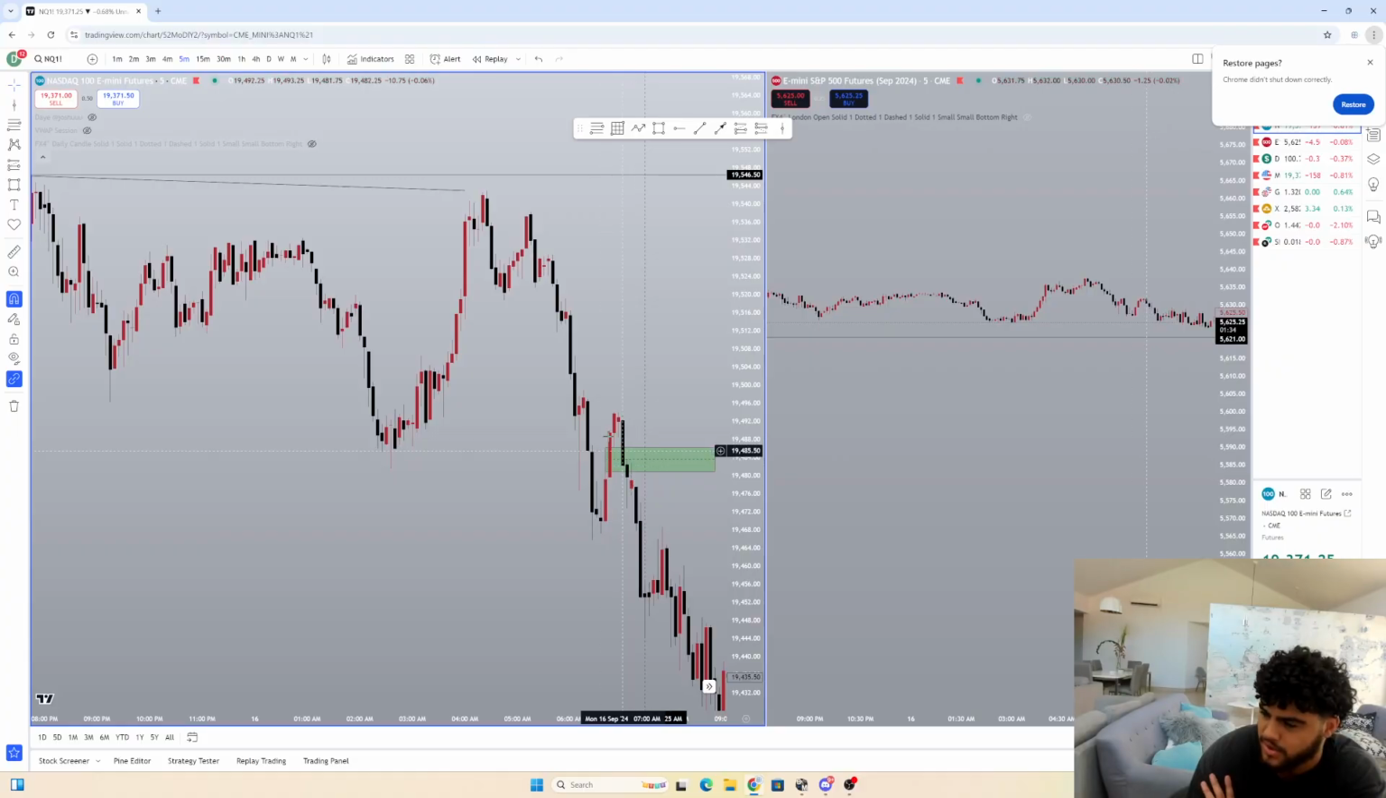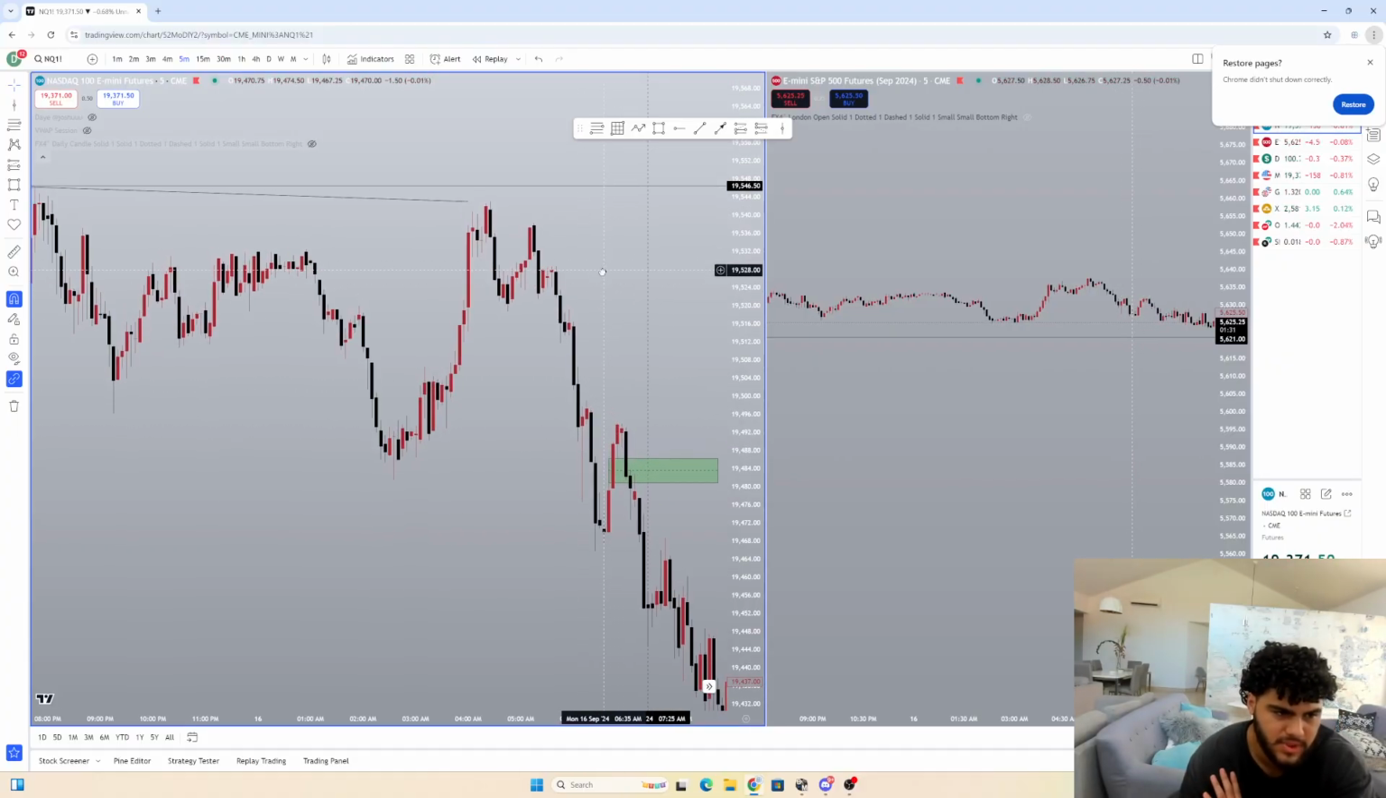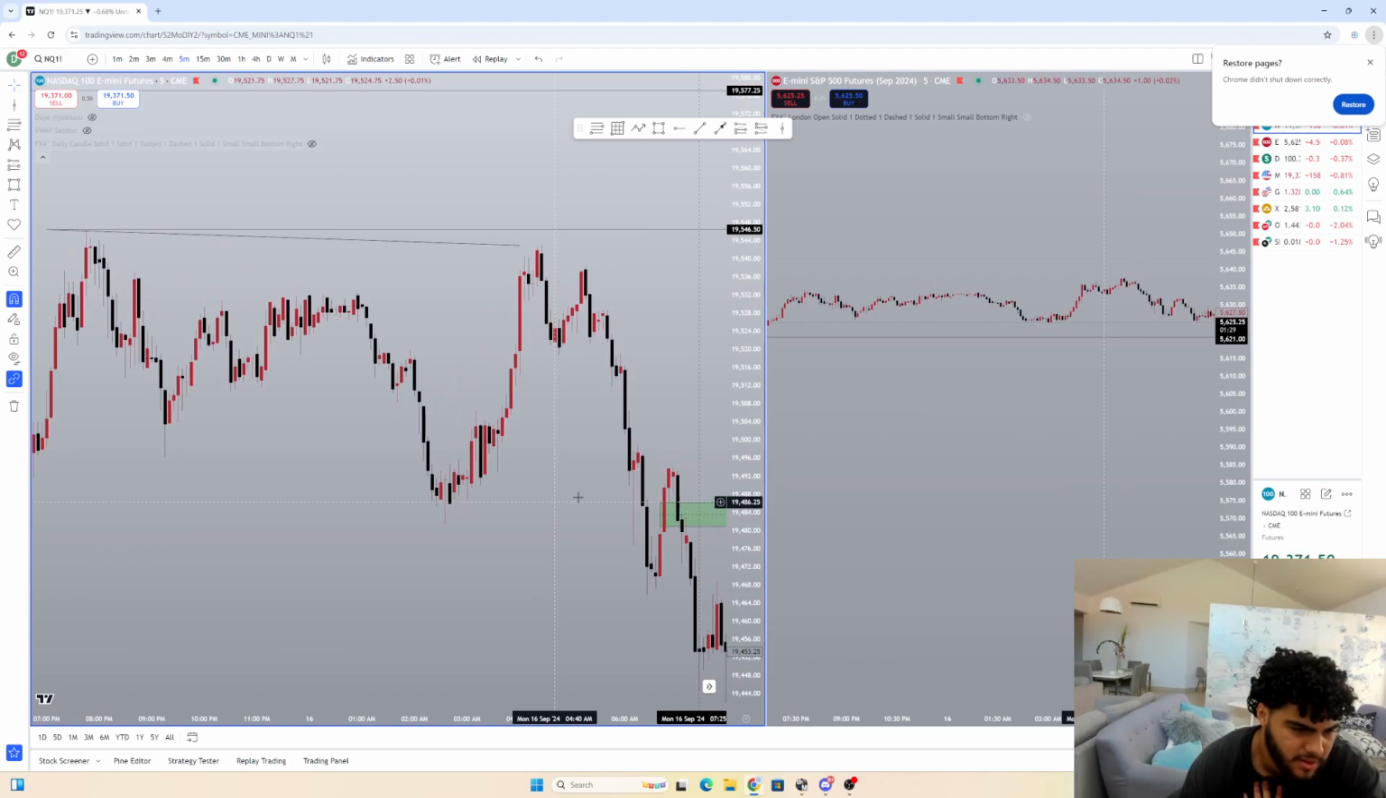So this is a bearish scenario. Let's find a bullish scenario.